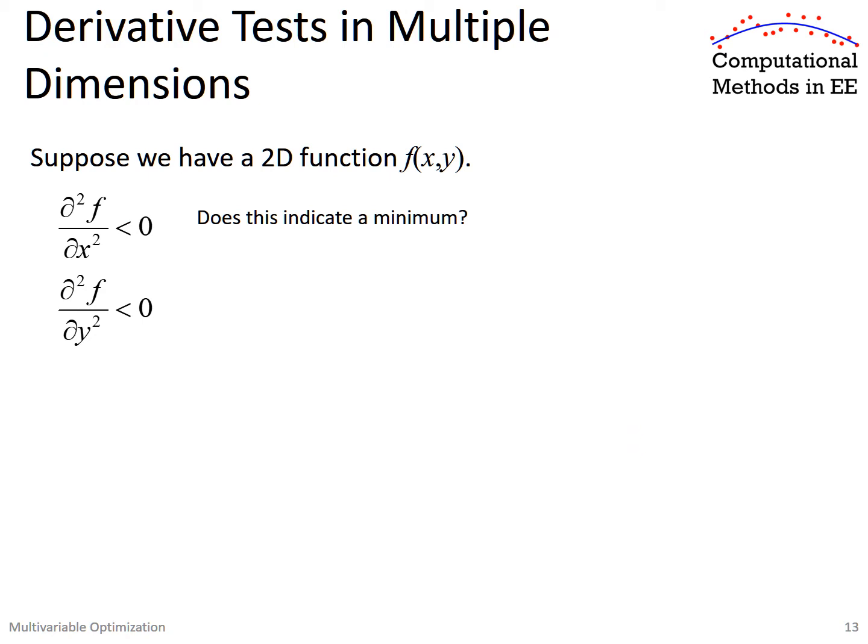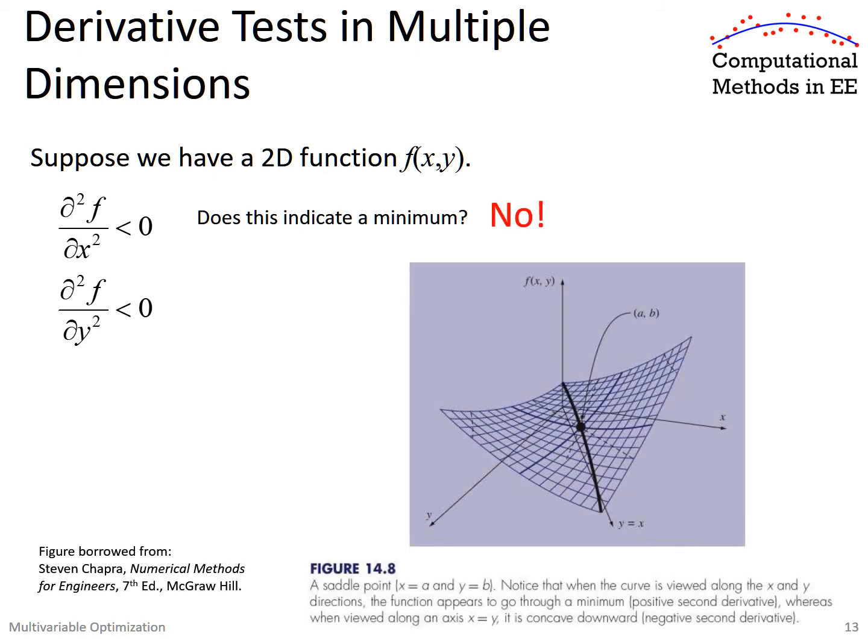Now let's think about our derivative tests in multiple dimensions. When we did 1D optimization, when the first derivative was 0, that was an extrema. And then we could look at the second derivative and figure out whether we had a minimum or a maximum. But let's say we have two variables now, x and y, and let's say both of the second order derivatives are less than 0. Does that mean we have a minimum? And in fact, not necessarily.